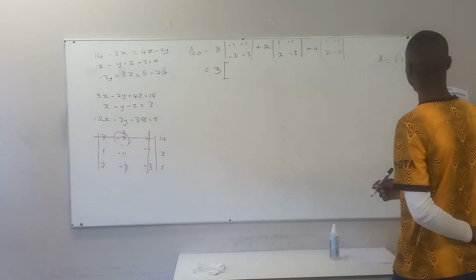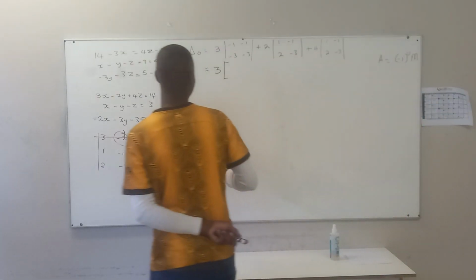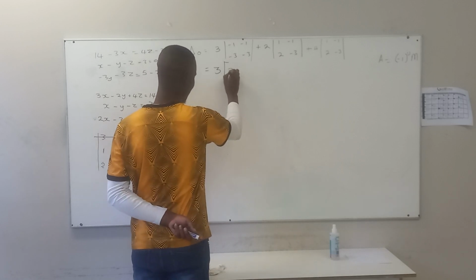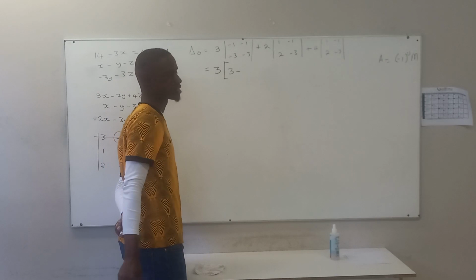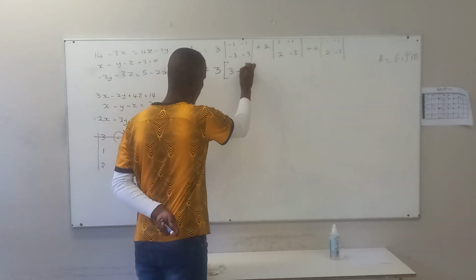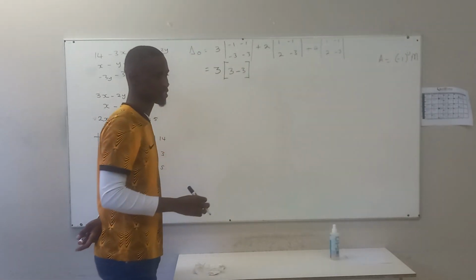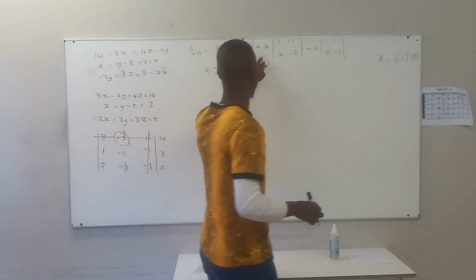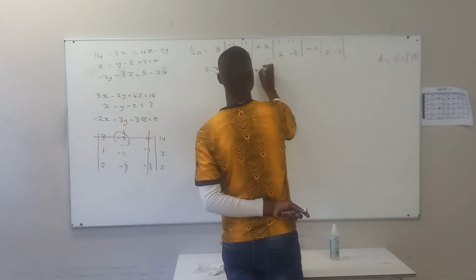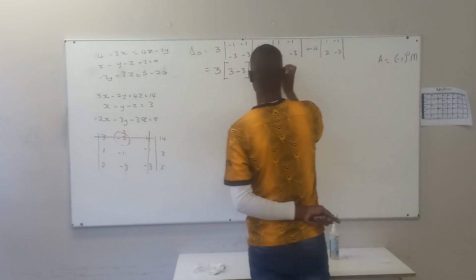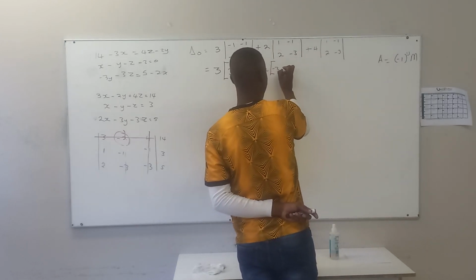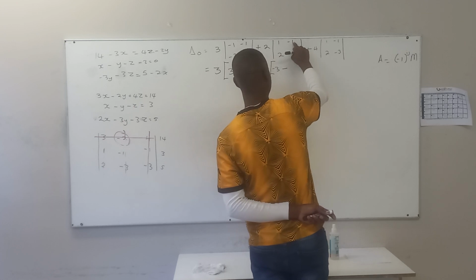Negative 1 multiplied by negative 3 is positive 3. Minus, this one multiplied by this one is what? Positive 3. Then we get that. Then plus 2, this multiplied by this one, negative 3. Minus, this one multiplied by that one is what?